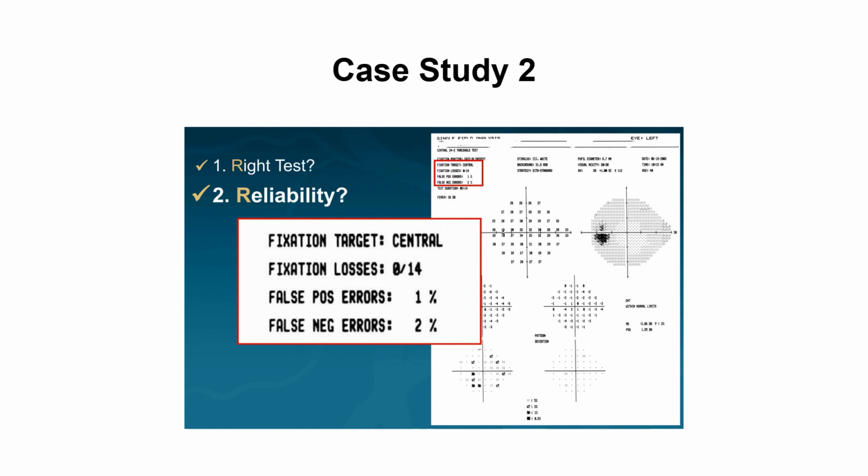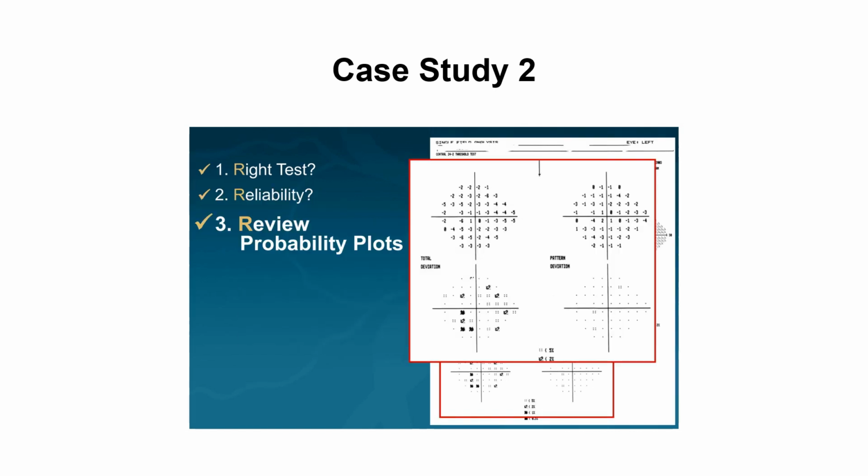We said that fixation loss ideally should be less than 10%. False positive, false negative should be less than 33%, ideally less than 25%. Okay. Then you will go to review the probability plots.